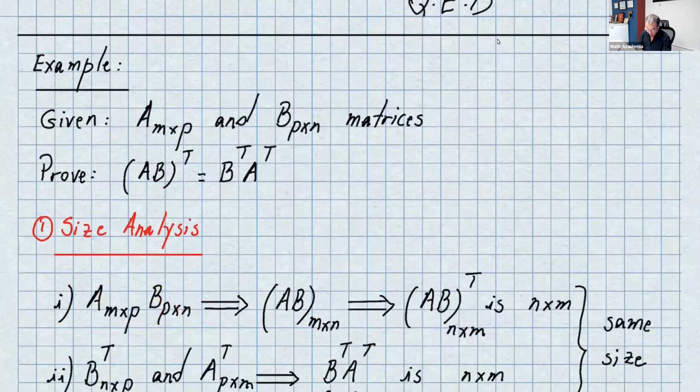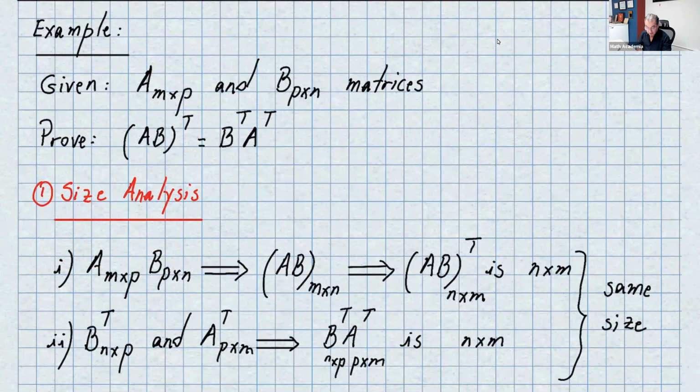Now let's go ahead and prove this one also. Given that A is an M by P matrix and B is P by N, these are matrices, prove that AB transpose is B transpose times A transpose. Be careful, B transpose comes first, times A transpose.